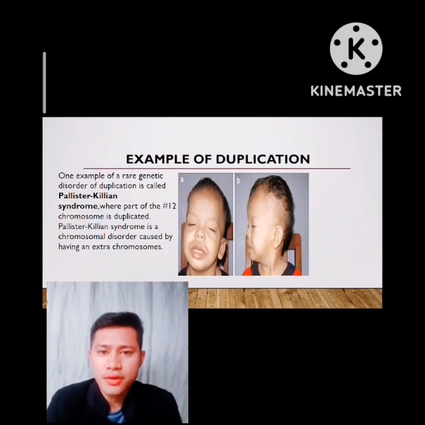One example of a rare genetic disorder of duplication is called the Pallister-Killian syndrome, where part of the number 12 chromosome is duplicated. Pallister-Killian syndrome is a chromosomal disorder caused by having an extra chromosome or duplicate chromosome.